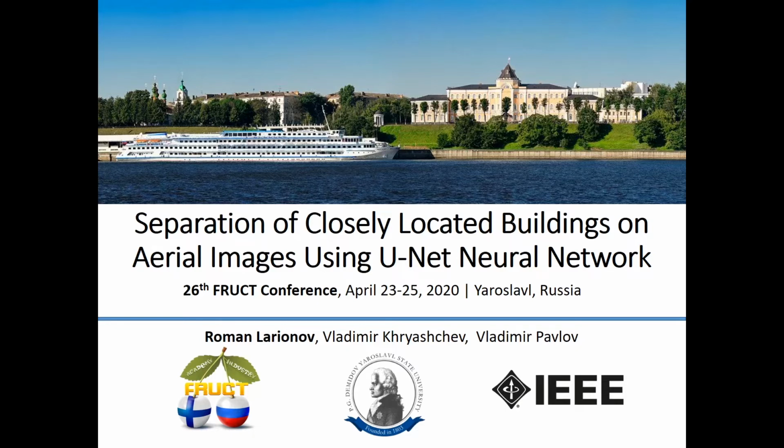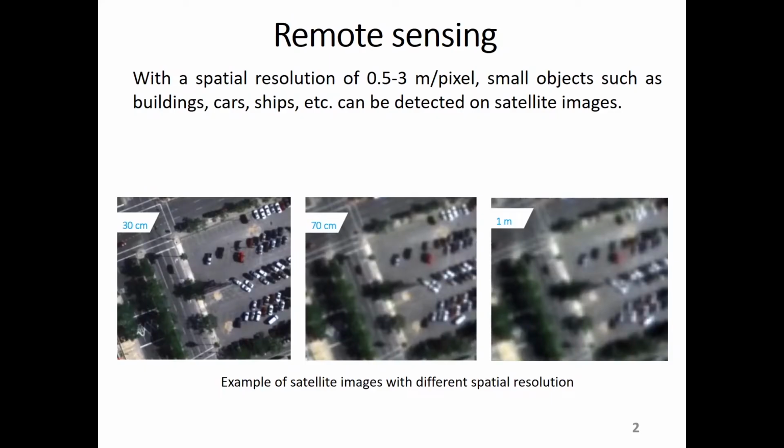Today I want to tell you about separation of closely located buildings on aerial images using U-Net neural network. Thousands of images of the Earth's surface are received from satellites every day. Nowadays, these photos are very high resolution, with spatial resolution of 3 meters per pixel and better. For all of us, it's not problematic to observe contours of different objects on it. However, the problem of automatic segmentation on satellite images is challenging.